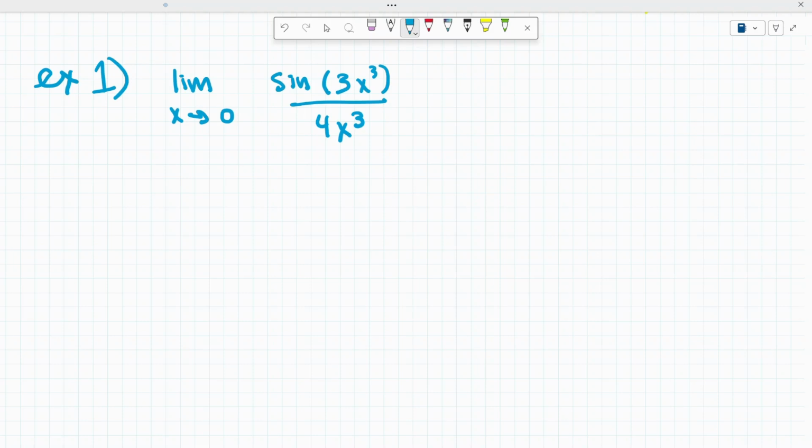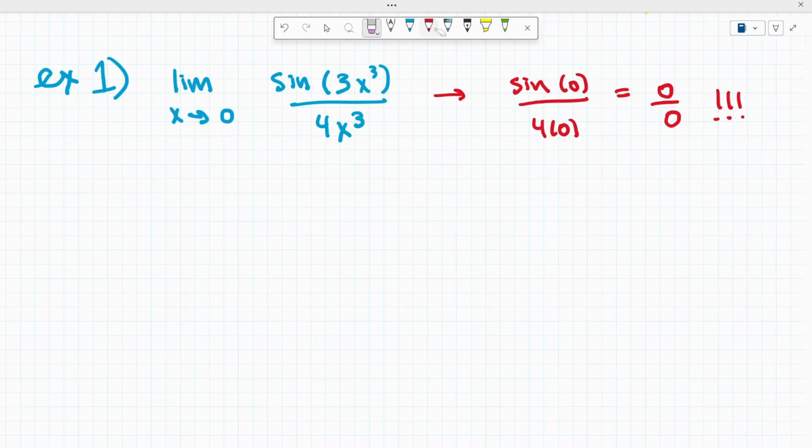Okay, so let's see what we have here. If we were to evaluate this limit right off the bat, what happens? Usually when you evaluate the limit, you would just plug in your a value into your function, and what would we have? We'd have sine 0 over 4 times 0, which is 0 over 0.